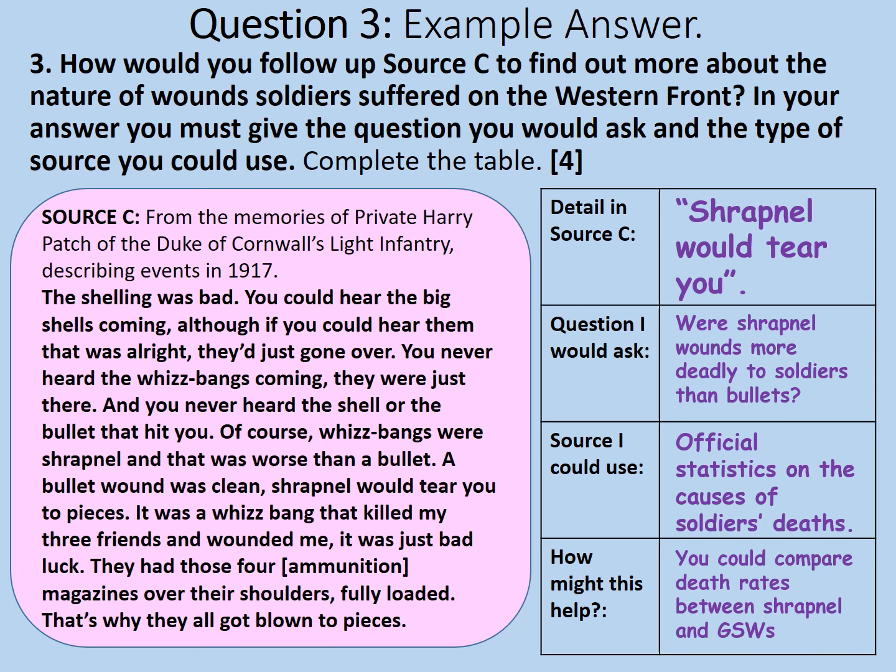You could compare death rates between shrapnel and gunshot wounds. You don't need to take it any further than that. It's only 4 marks. Don't spend long on it. And don't get too involved in the idea as to whether or not you actually know where to get that source from. That's not the purpose of this question.